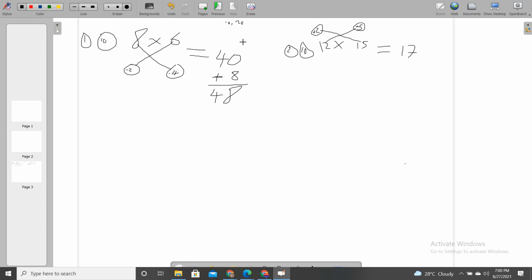Then you multiply by this, which is 170. You multiply the top, so it will be plus this 2 times 5, which is 10. So plus 10, which means that 180. Okay. Do you all understand now? Yes. Okay.